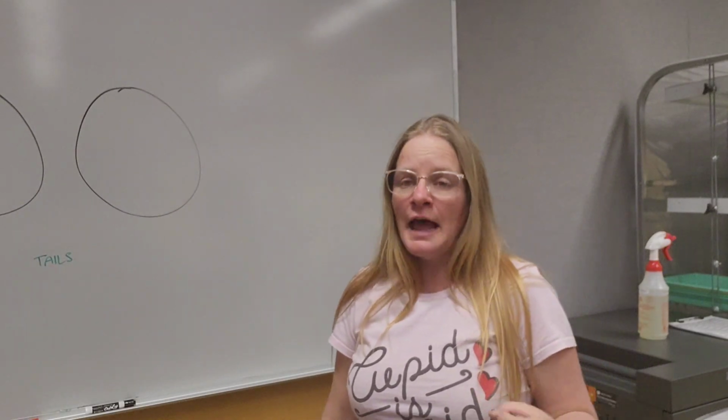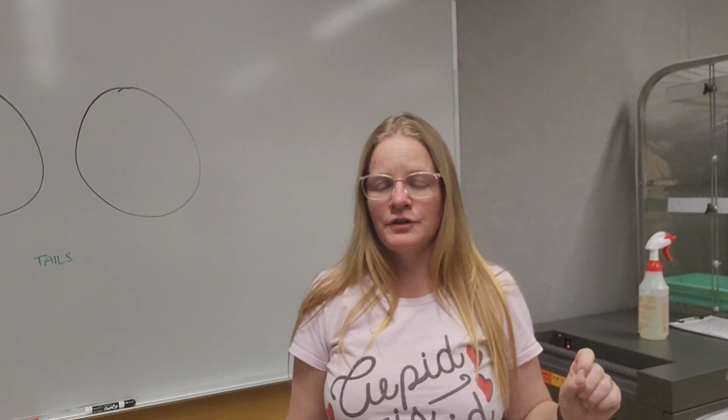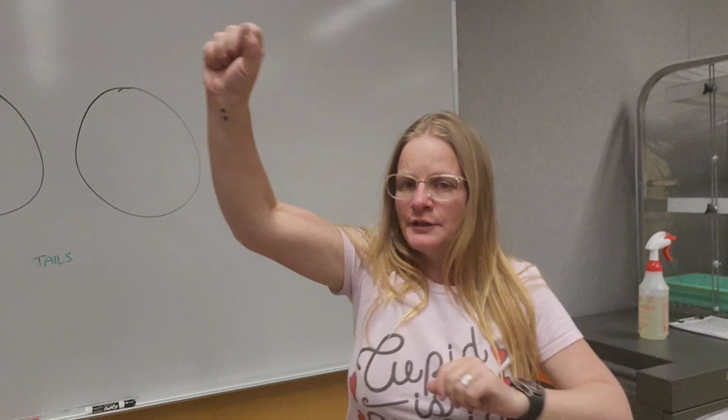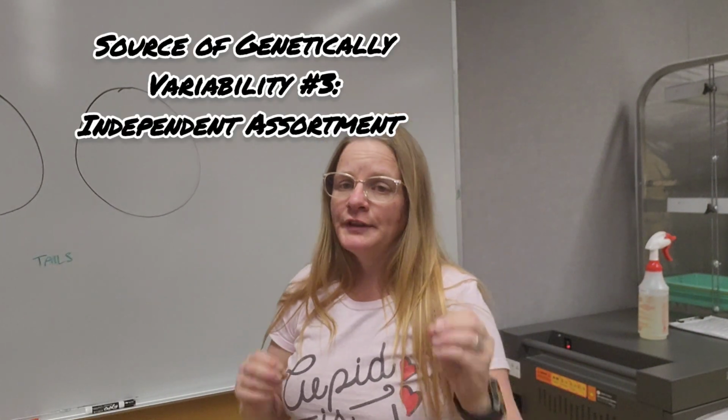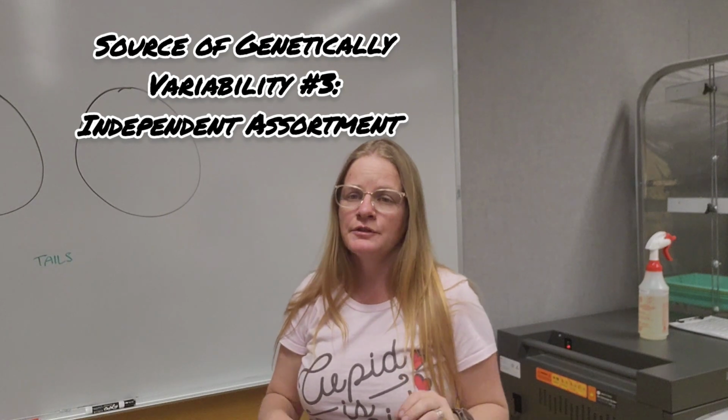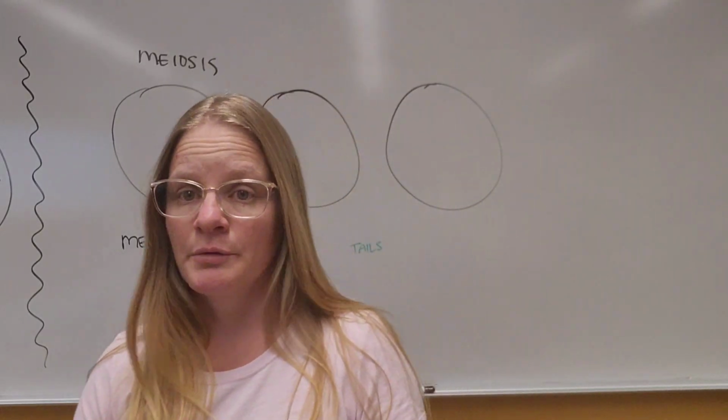The third and last source of genetic variation, so big and bold in your notes, lots of highlights, big stars. This last source of genetic variation is called independent assortment. Let's talk about what independent assortment means.